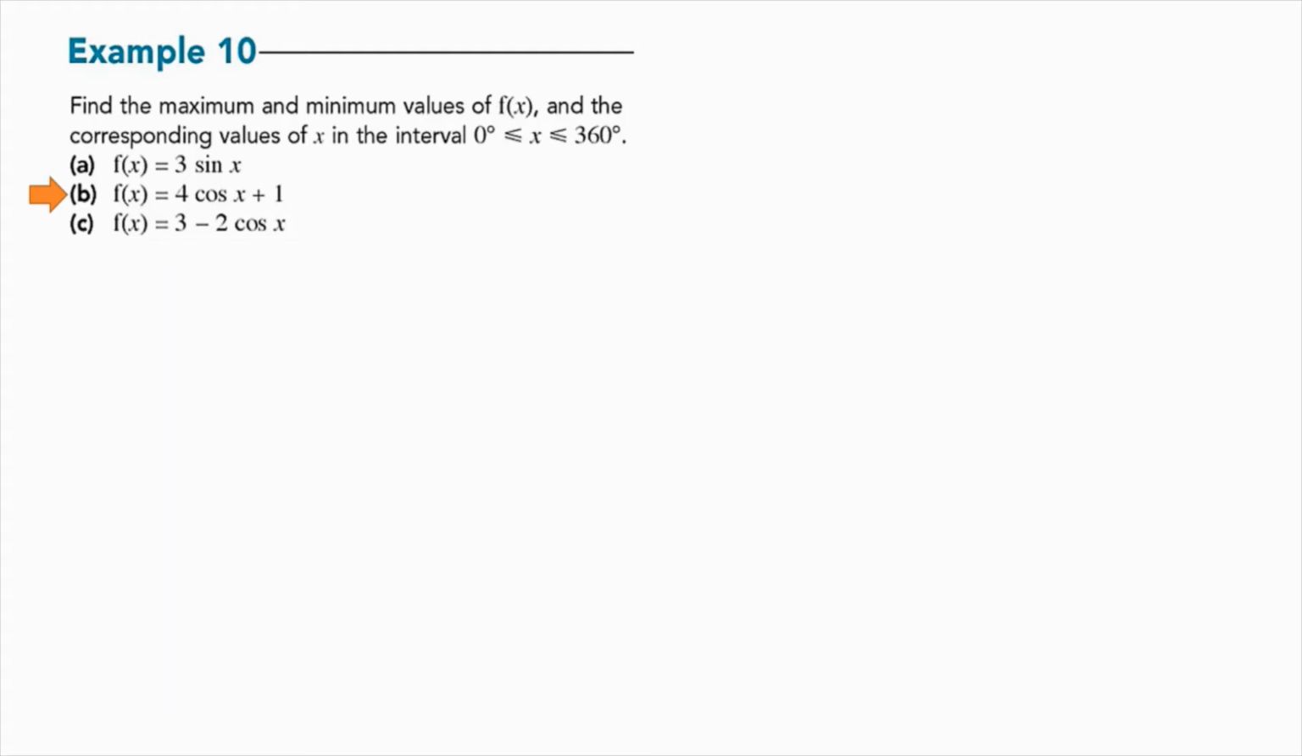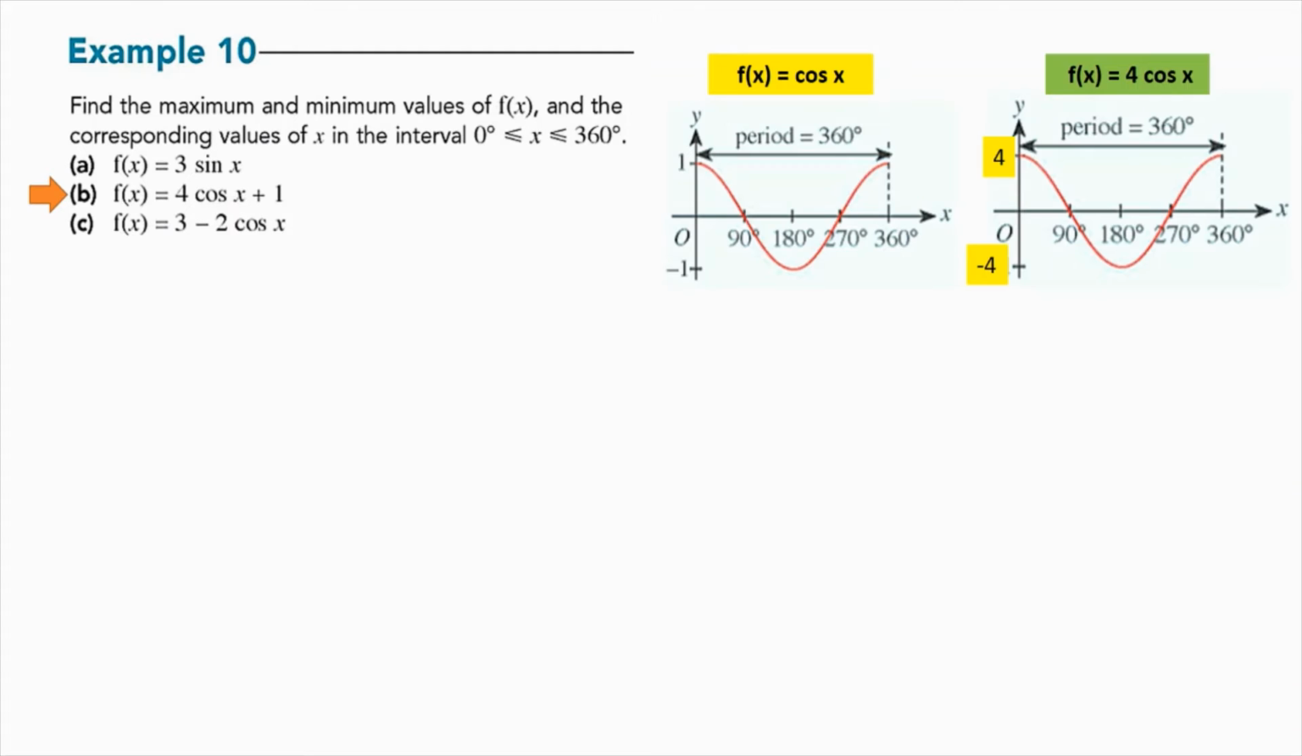Part B, f(x) equals 4 cosine x plus 1. Recall, when f(x) equals cosine x, the graph looks like that. The amplitude is 1 and negative 1. The maximum is 1, the minimum is negative 1. If you have 4 cosine x, it means multiplying by 4. 1 times 4, I get 4. Negative 1 times 4, I get negative 4.